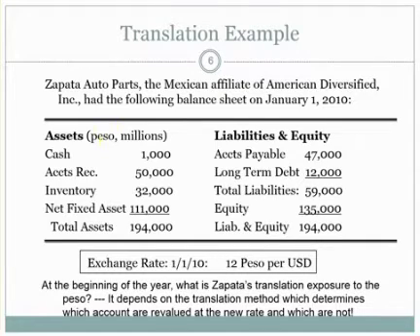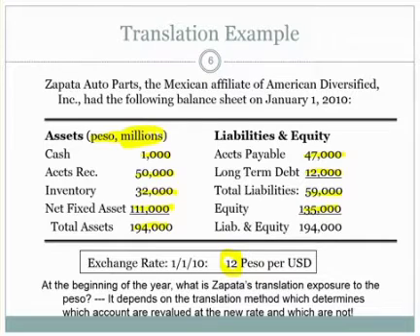So these are the balance sheet items in pesos. And these are in millions, but I'm going to drop the millions just to avoid saying millions 100 times. So it has 1,000 pesos in cash, 50,000 pesos receivable, 32,000 inventory, net fixed assets of 111,000. So you can think of this as property, plant, and equipment, for total assets of 194. Payables, long-term debt, total liabilities. There's their equity position, the difference between assets and liabilities. And the exchange rate currently is 12 pesos per dollar.